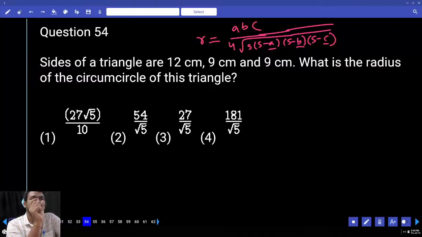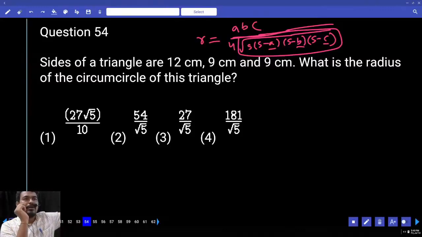Okay, the actual formula is S into S minus A into S minus B into S minus C. Whether it is a scalene triangle, an equilateral triangle, or an isosceles triangle, we are using the same formula, but compared to that one, it will be lengthy. Only in this case we are using a root. Okay, for the remaining cases, we wrote the direct formula.